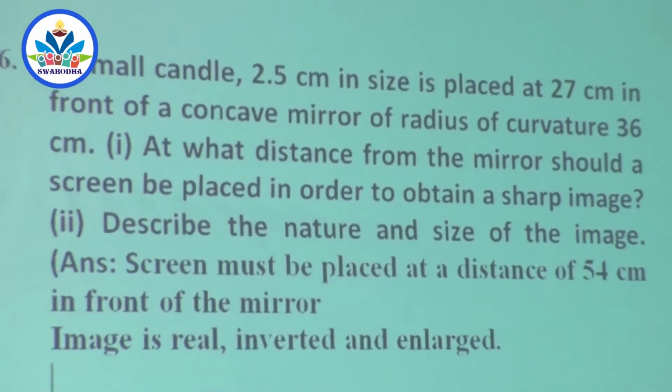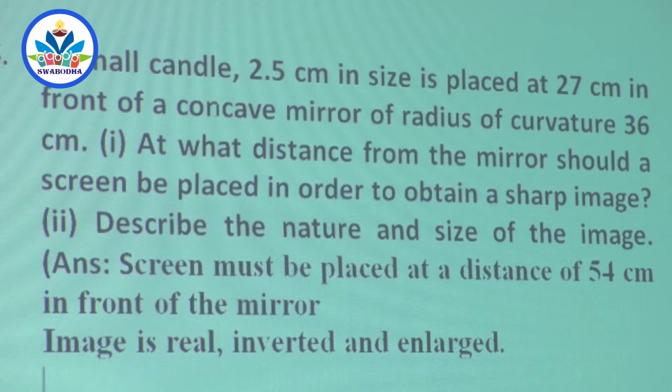Right, what is the problem? It's a concave mirror, one clue. A small candle 2.5 centimeter in size, that is its height. 2.5 centimeter is the height of the object. Placed 27 centimeters, object distance. Radius of curvature of the mirror is 36, it is concave, so minus 36. Focal length is minus 18.